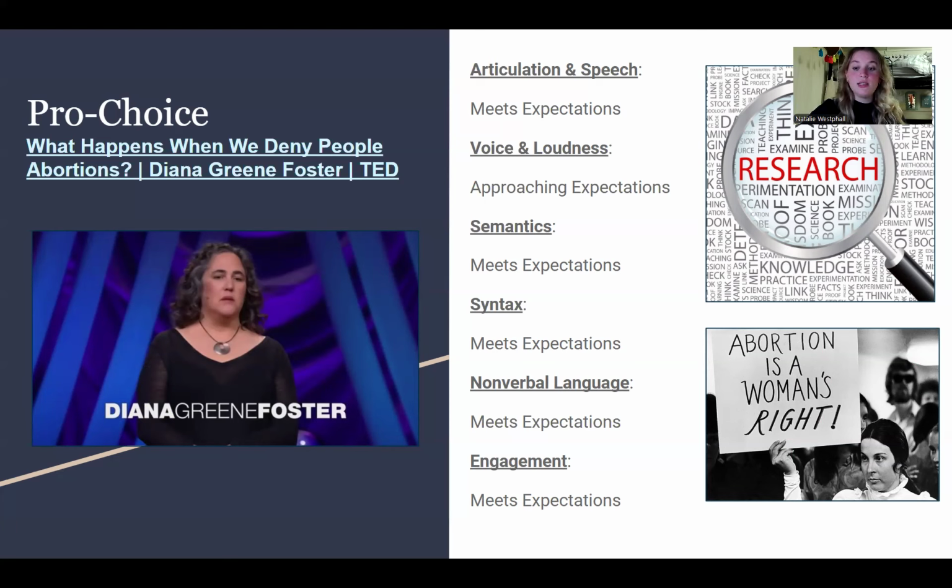Foster's syntax flows. It is a well-prepared speech with a lot of scientific information, which tends to be a good point of view to look at when analyzing a situation with two different sides, such as abortion.